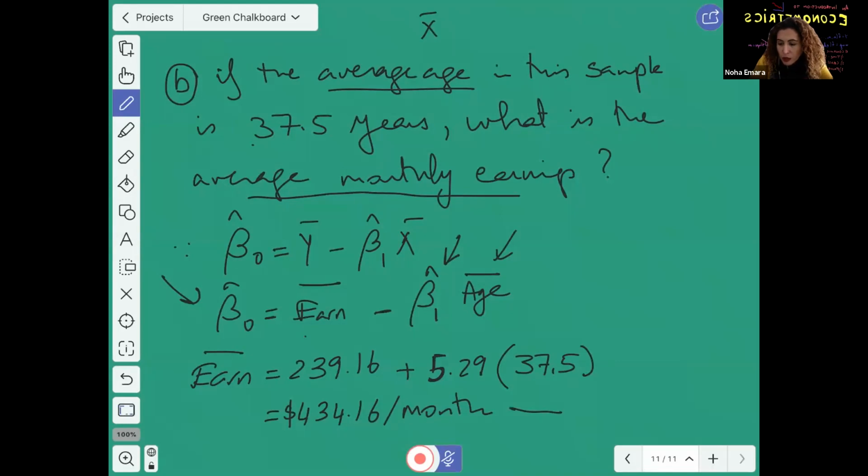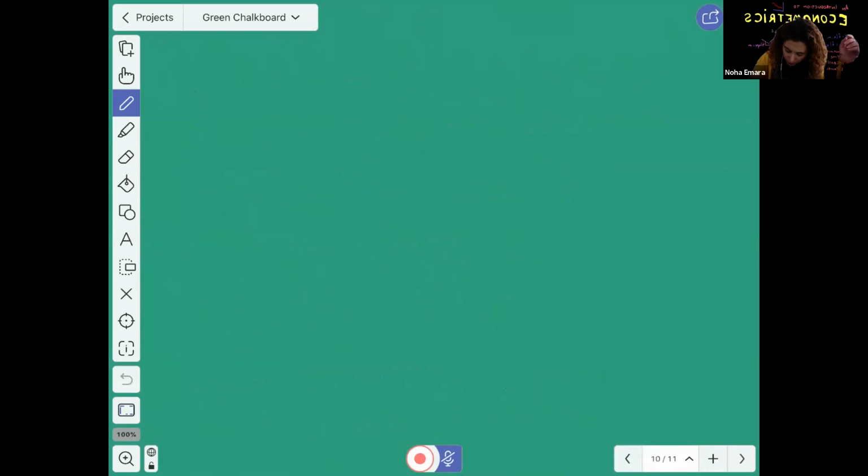Is this clear? Can you type if you have any question? Is it clear? Yes, no? Any questions? Yeah, I can explain it one more time. Which one? You want point A or point B? Okay, point A. All right.